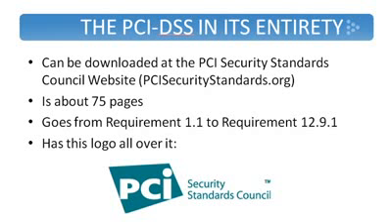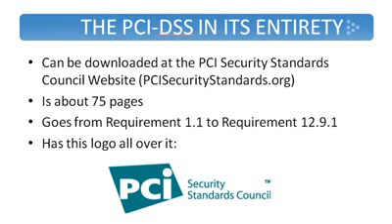As I mentioned, the document itself is about 75 pages. It goes from requirement 1.1 to requirement 12.9.1. And all over it, it's going to say PCI Security Standards Council. That's how you're going to know you're in the right place. There's a lot of documents on that site, and they apply to different things. What you're going to be concerned about as a PCI merchant is the data security standard.